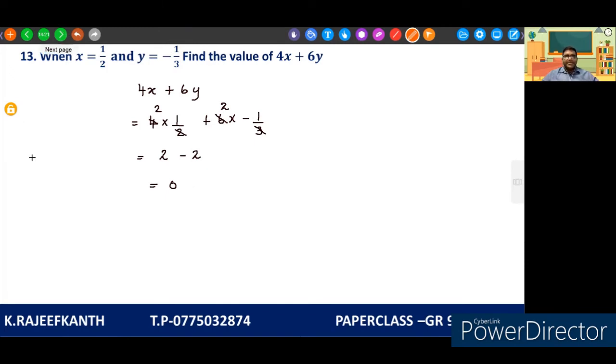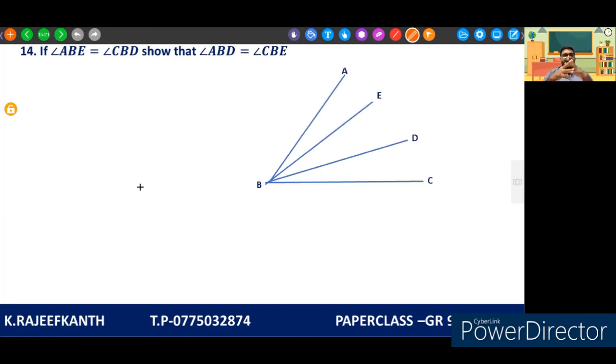Then question number 14. If angle ABE equals angle CBD. Here angle ABE, this angle, equals angle CBD. These two angles are equal. Show that angle ABD equals angle CBE. So you have to prove that these two angles, angle ABD and angle CBE, are equal.